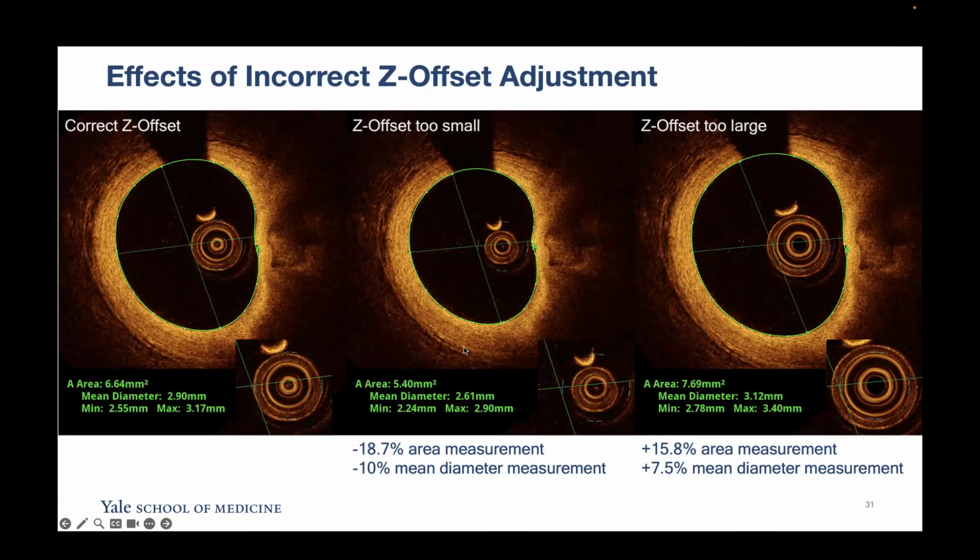And for the same segment, the same region, I have now 18.7% smaller areas and 10% smaller diameters than I should have. And if I do the opposite, now I make the markers smaller and my catheter too big. Now I have an increment of 15.8% in area measurement and 7.5% in diameter. So just make sure that you check your calibration before you measure, especially when you're measuring the landing zones to select your stent and balloons, so that you don't over or underestimate the sizing.